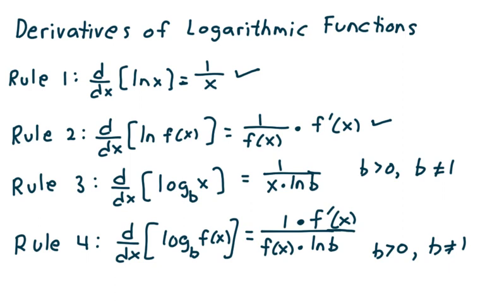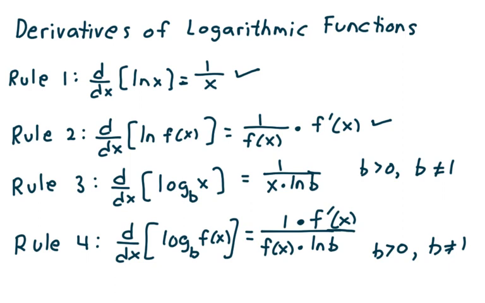Rule 3. The derivative of log base b of x with respect to x is equal to 1 over the quantity x times natural log of b. And this is where b is greater than 0 and b can't equal 1. So notice how the numerator is 1 and the denominator is x times the natural log of b.